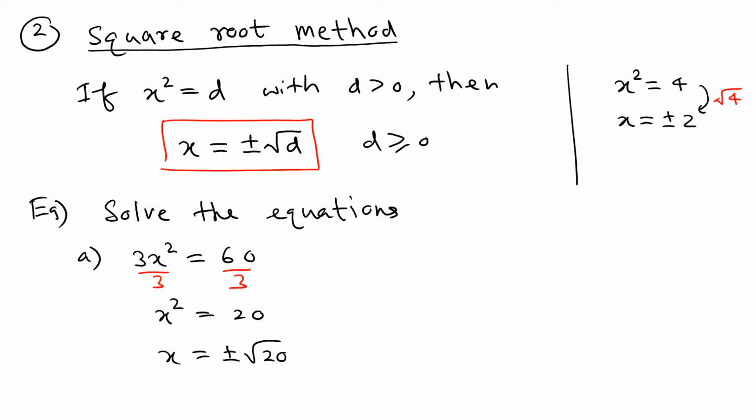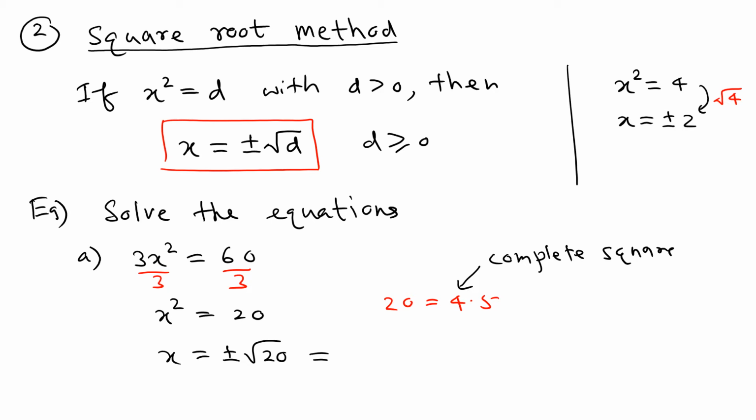Now the question is, can you simplify this one? And you can see that yes, you can. The reason is 20 you can write as 4 times 5. So what you're trying to do is write the number using the largest possible complete square. So this is a complete square. You try to write it using the largest possible complete square.